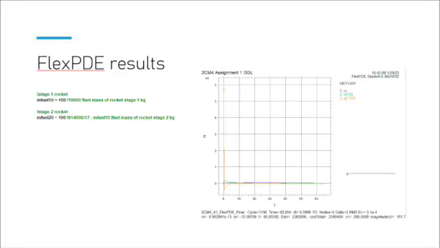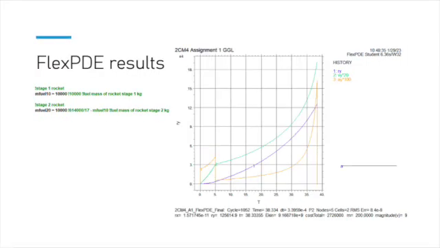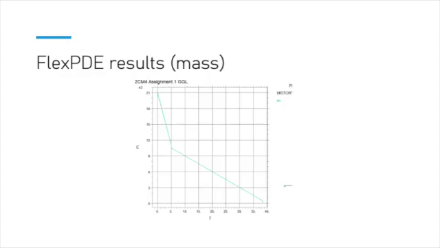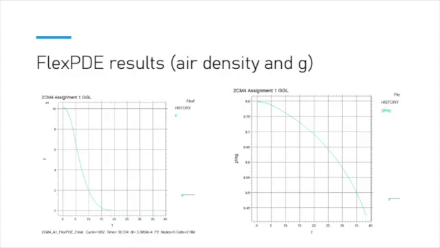Running FlexPDE with dummy values, we can evaluate our model's performance. With very small fuel masses, the rocket is only in the air for a minute before crashing to the ground. Adding more fuel, we can see the rocket goes higher as expected and leaves the atmosphere. The mass decreases in a linear and piecewise fashion as we expected, and the air density decreases with altitude. The acceleration due to gravity also decreases as the radius between the rocket and the Earth increases. These results all make sense with our model and what we expect due to physics.